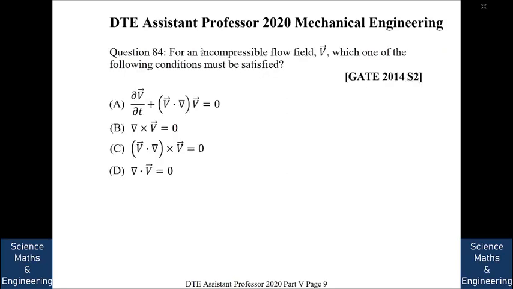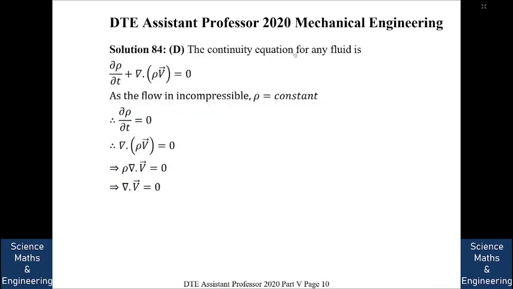Next question. For an incompressible flow field V, which one of the following conditions must be satisfied? So the answer is, the continuity equation for any fluid is del rho by del t plus divergence of rho V, which is equal to 0. Now, incompressible fluid, so rho is constant. So we have del rho by del t is equal to 0. So we have divergence of rho V is equal to 0. Now rho is constant. So we have divergence of V is equal to 0.